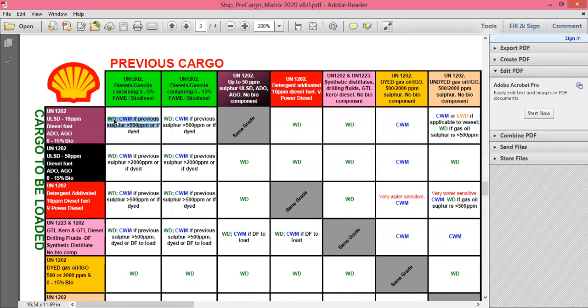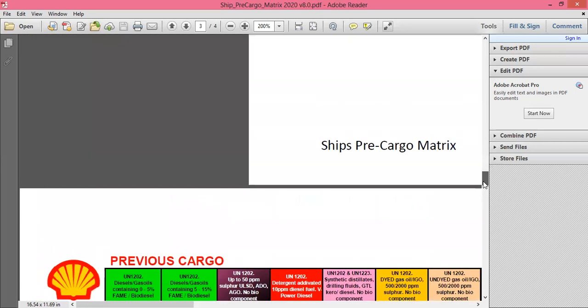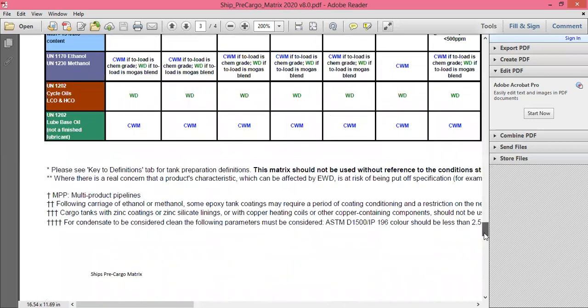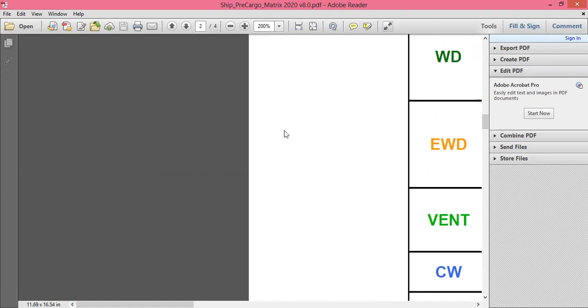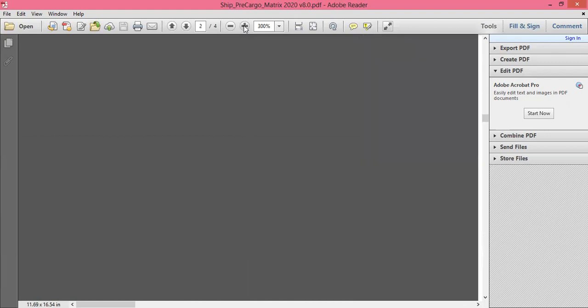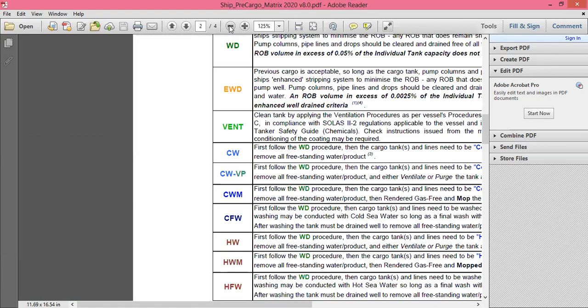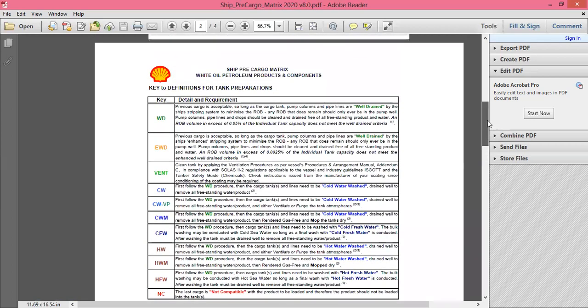Now we have to understand what is WD and what is CWM. From the properties of the previous cargo, you'll understand whether this cargo had sulfur content more than 500 ppm or less than 500 ppm. If it is less than 500 ppm, you have to do WD, or if it is more than 500 ppm, you have to go for CWM. Let us see what WD is and what CWM is in the matrix.